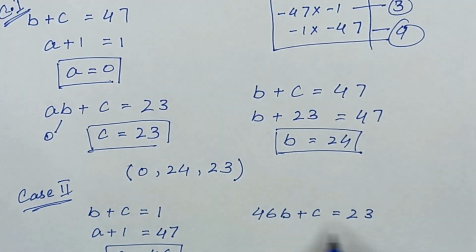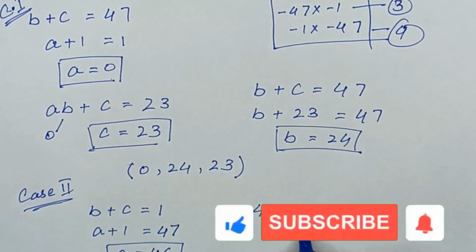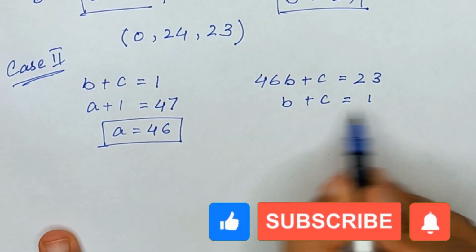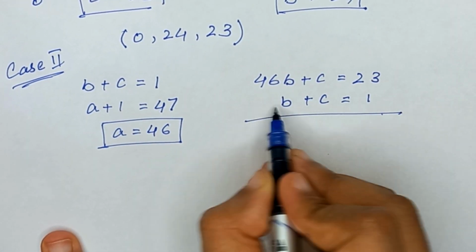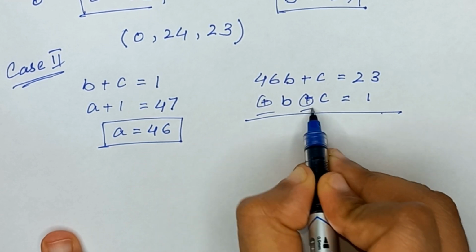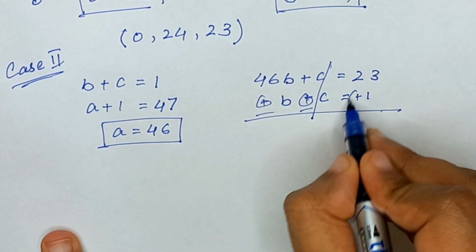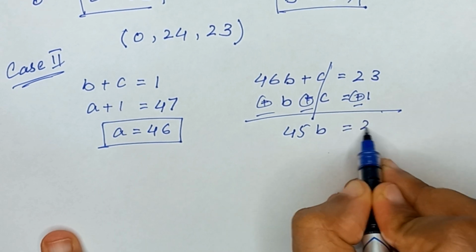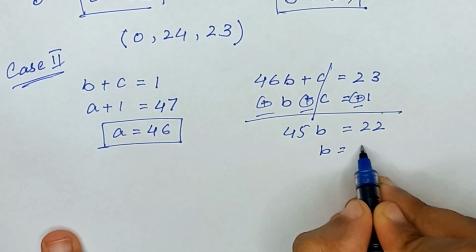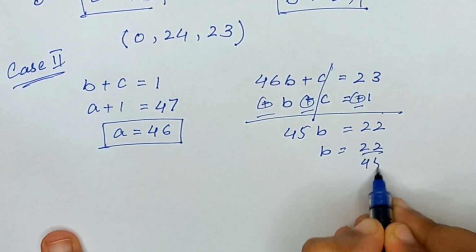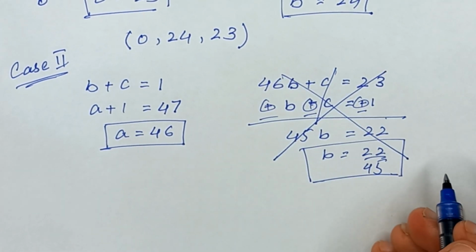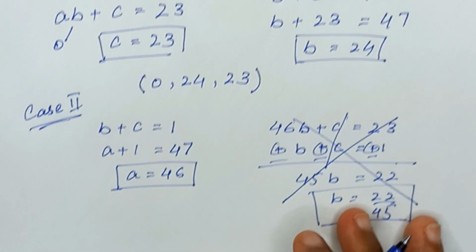Okay, now we have this equation and also we have B plus C is equal to 1. Now we have a system of equations. If I subtract both equations, then C and C will cancel out and it will be 45B is equal to 22. So B will be equal to 22 divided by 45, which is not an integer. That means this is not a possible solution. Okay, now we'll check for case 3.